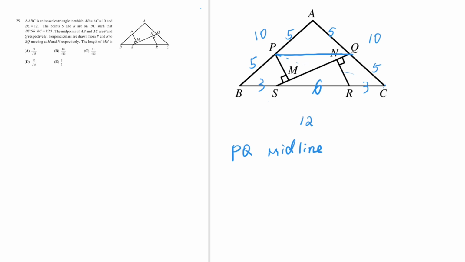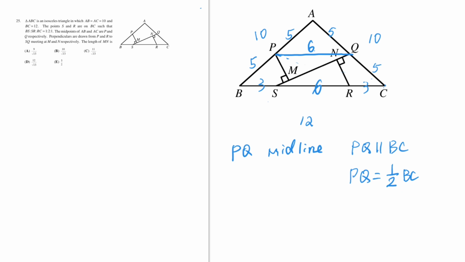Midline theorem, that means the midline PQ is parallel to the base BC, and also PQ is equal to half of the BC. The BC is the 12, so PQ is the 6.